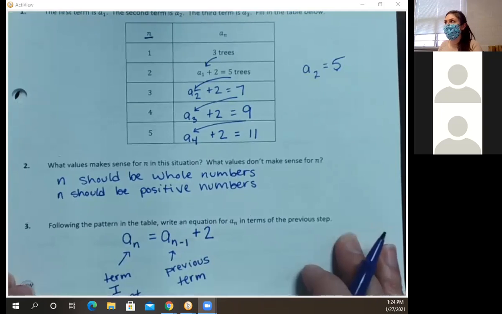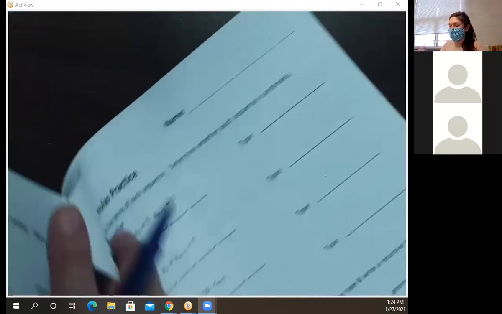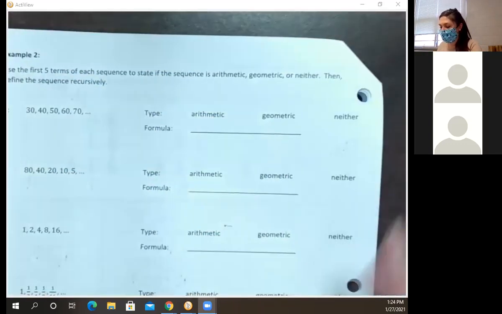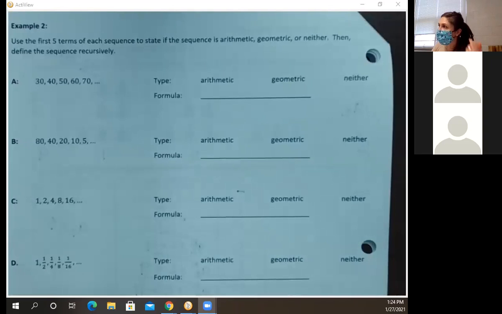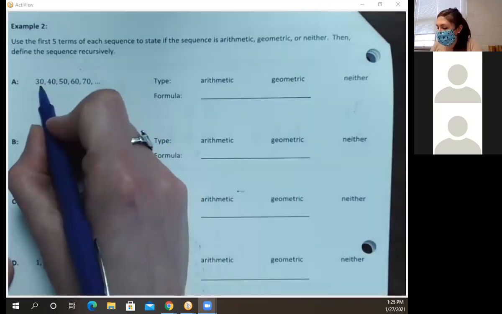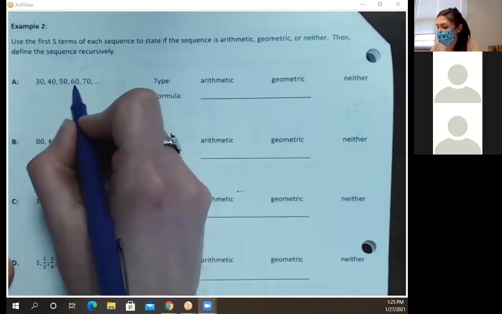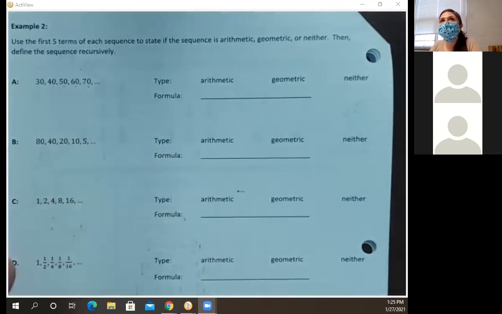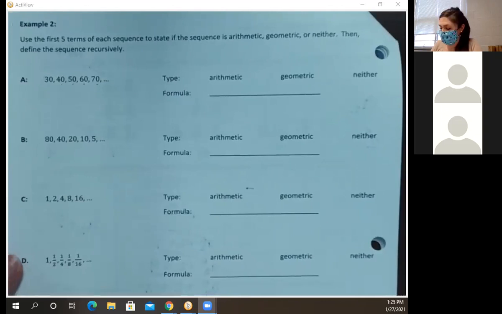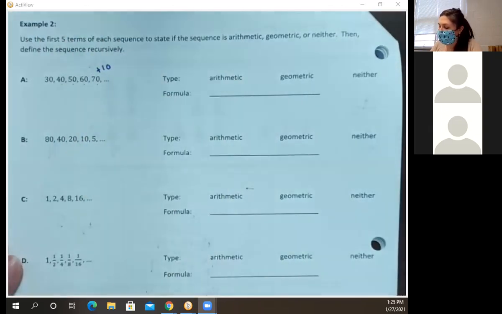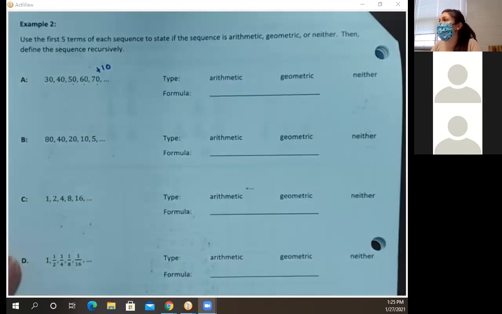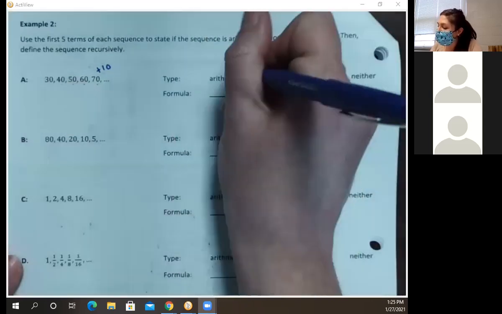Questions for me so far? Okay, so let's practice then identifying the type of sequence we have. That will be review, and then writing these new formulas. So for A, I've got 30, 40, 50, 60, 70. What are we doing here? We're adding 10 each time. Arithmetic, geometric, neither? Arithmetic, we're adding, it's arithmetic.